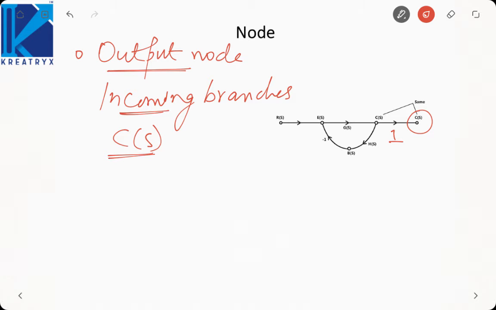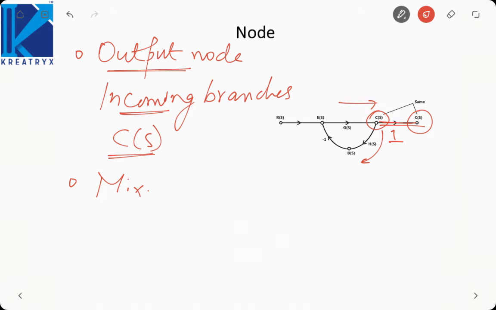That is why I have taken an additional node here, because if I were taking this node, it has one incoming branch and one outgoing branch. So this does not classify as an output node. It does not qualify the criteria of an output node, because it has both incoming and outgoing branches. That is why we have to take an additional node which will qualify the criteria of an output node. So I have taken an additional node here.